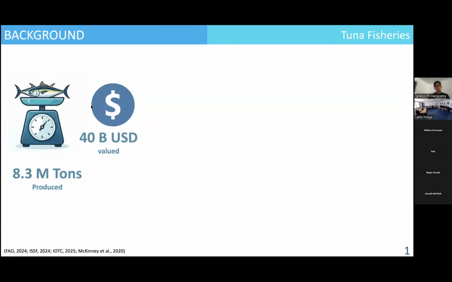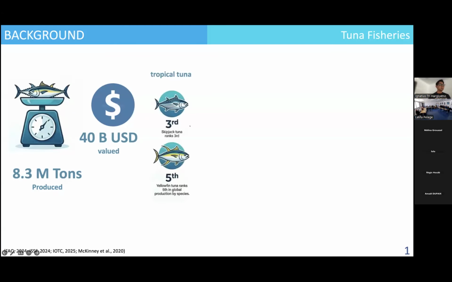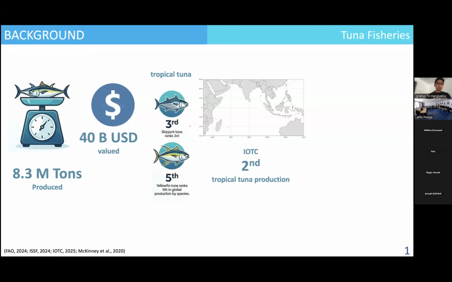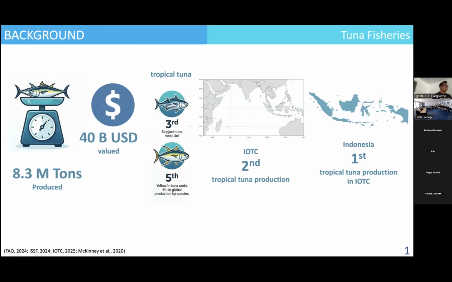large value. And then the biggest contributor of the tuna fisheries is tropical tuna, where two of them, skipjack tuna and yellowfin tuna, are the third and fifth ranks on production by species globally. And in IOTC, the tropical tuna... IOTC is the second largest RFMO producer in global tropical tuna production. And Indonesia, on average, has the highest tuna production in the IOTC area.